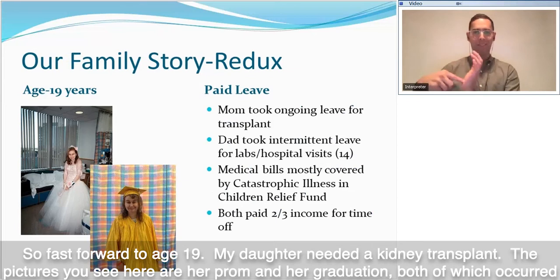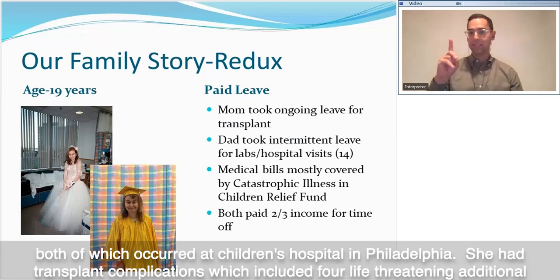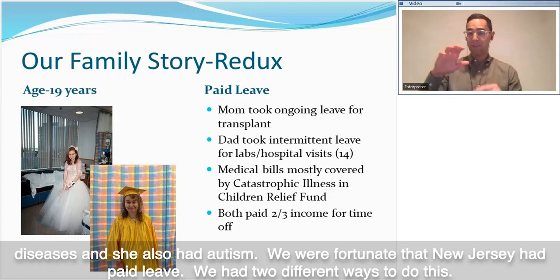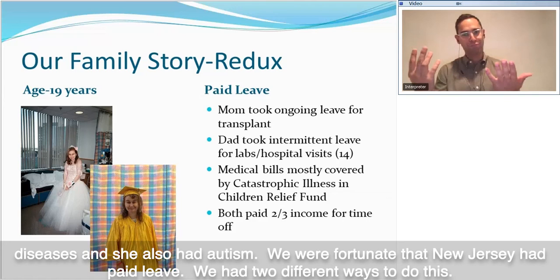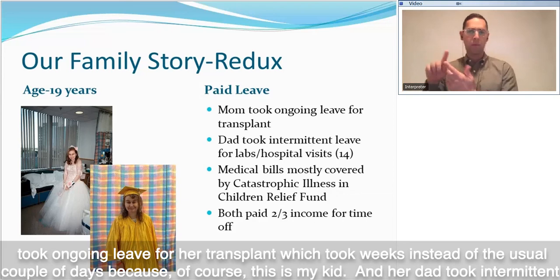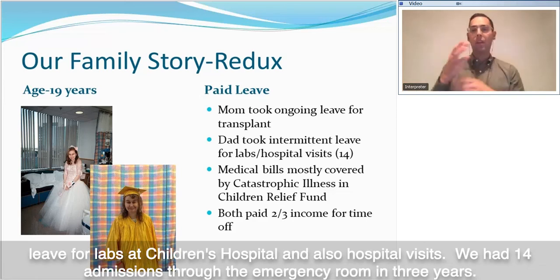So fast forward to age 19, my daughter needed a kidney transplant. The pictures you see here are her prom and her graduation, both of which occurred at Children's Hospital of Philadelphia. She had transplant complications, which included 4 additional life-threatening diseases, and she also had autism, just to keep it interesting. And we were fortunate that New Jersey had paid leave. We had 2 different ways to do this. I took ongoing leave for her transplant, which took weeks instead of the usual couple of days because, of course, this is my kid. And her dad took intermittent leave for labs at Children's Hospital and also hospital visits.